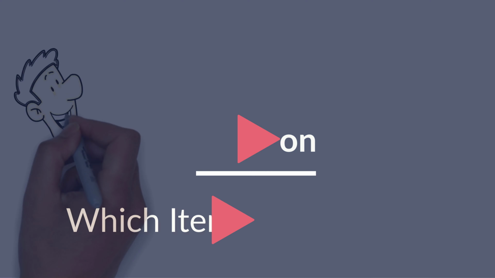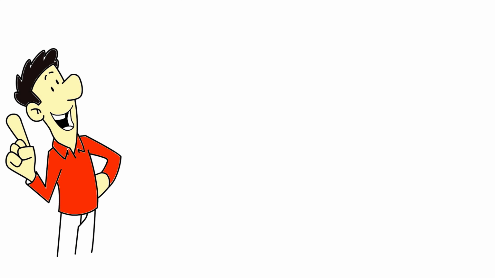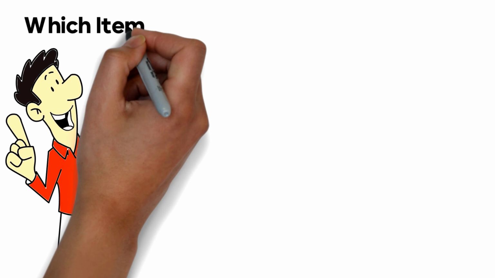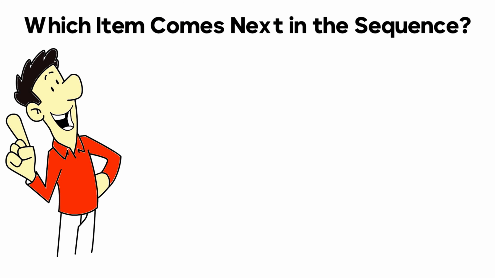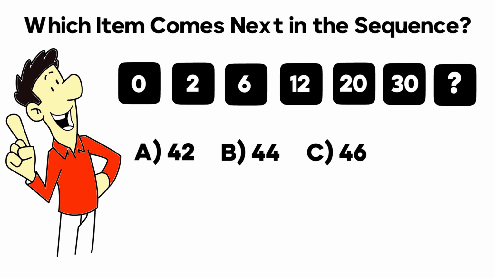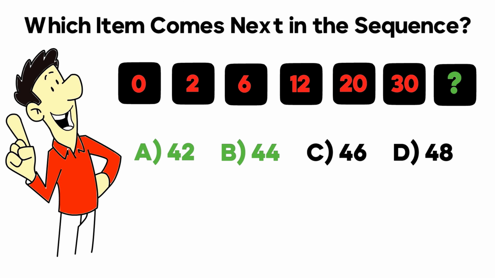Very frequently on the test, you might be asked to detect the pattern. In this question, we're being asked which item comes next in the sequence, and we're presented with a sequence of items. 6 items in the sequence are visible: 0, 2, 6, 12, 20, and 30. And the next item is missing, and you're being asked to select one of the 4 following choices. Choice A, 42. Choice B, 44. Choice C, 46. And choice D, 48.